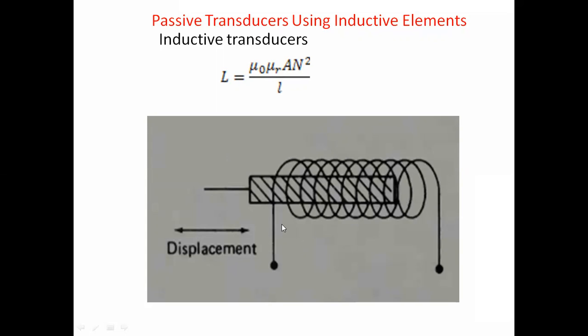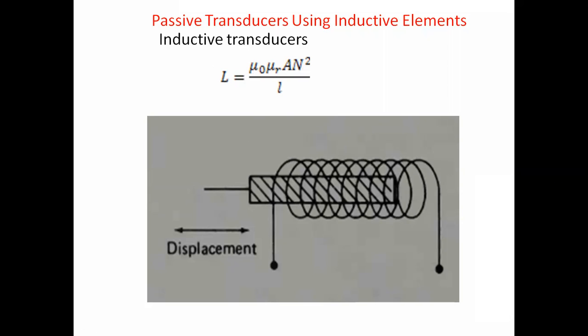For this particular type of inductor, how can we change the inductance? From the basic formula, all of you know this: L is equal to mu naught into mu r into A into N squared by l, where capital L is the inductance of the coil, mu naught and mu r are the absolute permeability and relative permeability, A is the cross-sectional area of the coil, N is the number of turns of the coil, and small l is the length of the coil.